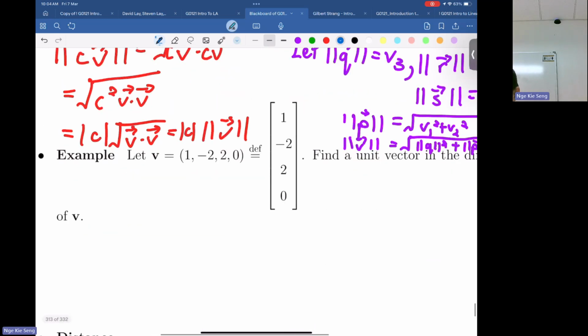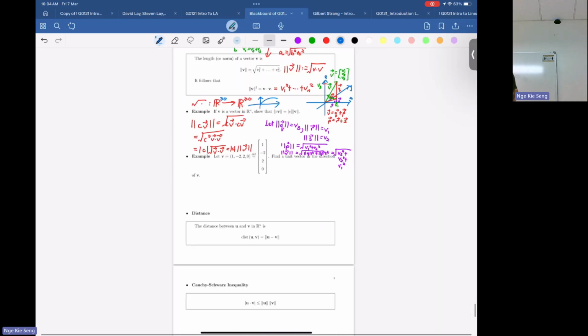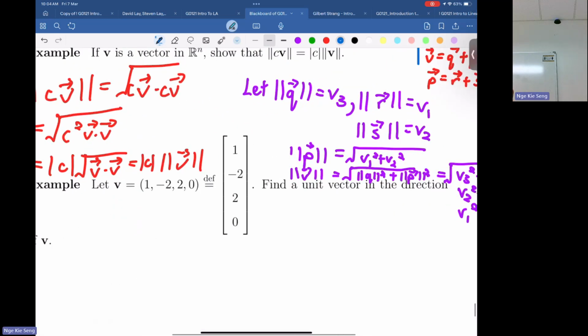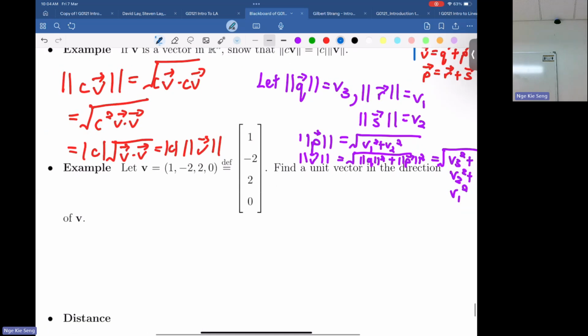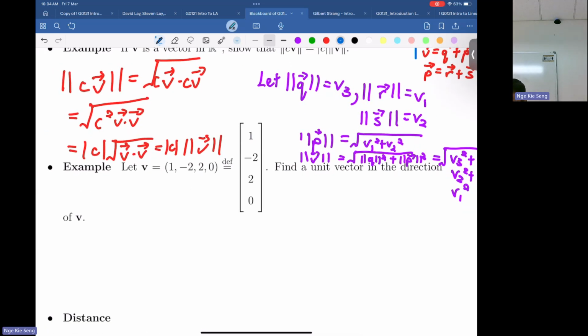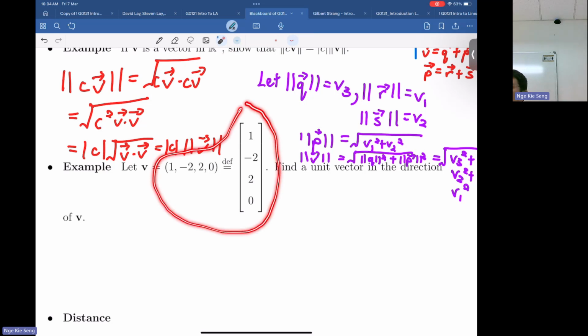Okay, let's do one more and then we'll take a break. Let V be this vector, you see? You see these two notations are what I told you before, right? One is in point form, one is in column vector form. These are the same thing. Find a unique vector in the direction of V.